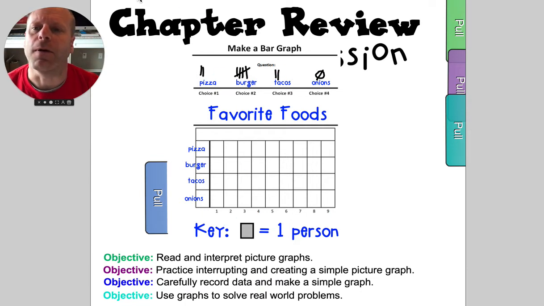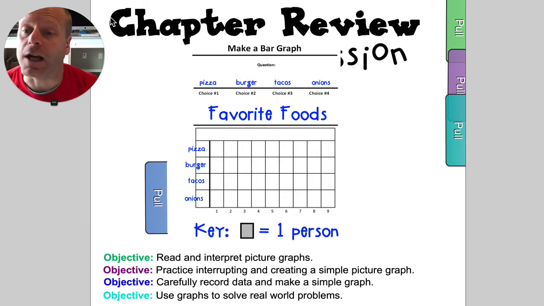But 2 people liked tacos. Here we go for tacos. 1, 2. And 2 people like pizzas. 1, 2. But 5 people liked burgers. 1, 2, 3, 4, 5. There we go. And you could probably tell, even with my terrible coloring, that this one is most, these 2 are a tie, and this one would be least, right? Making simple graphs and answering those questions about them.